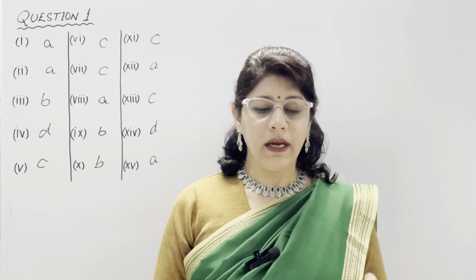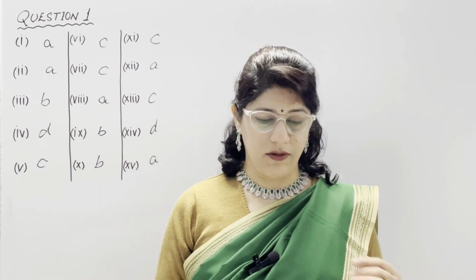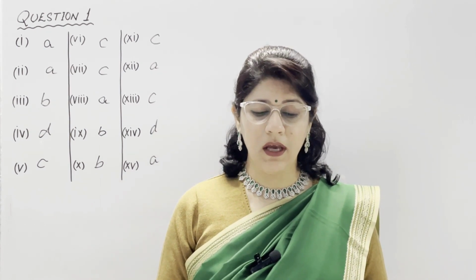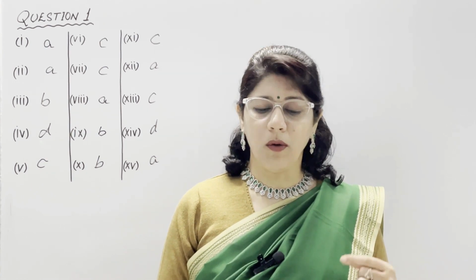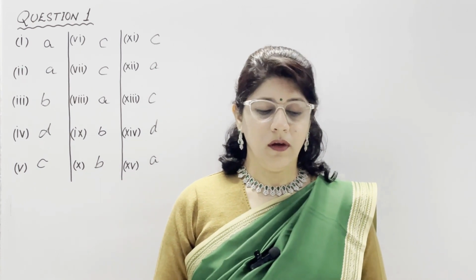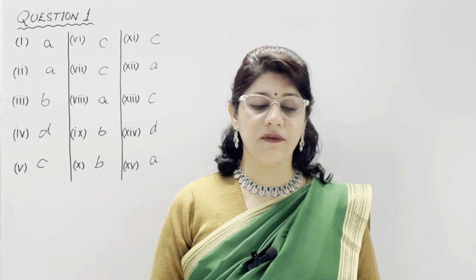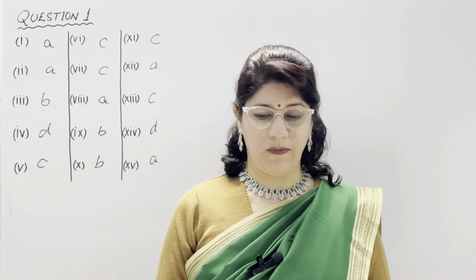Fourth is xylem. It conducts water from the root to the leaf in a plant. Fifth is RBC. It carries oxygen from lungs to all parts of the body. Now coming to section B. Question 3 is define plasmolysis.